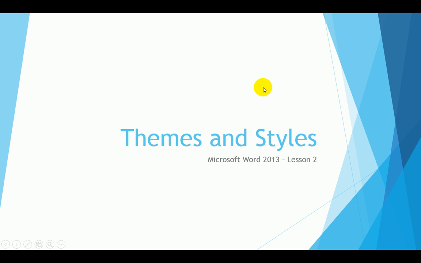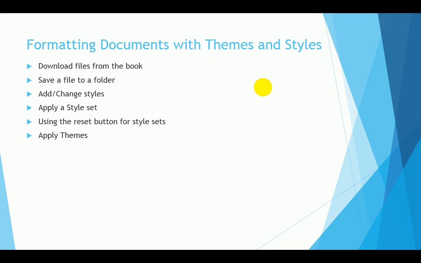Today we're going to be taking a look at how to use themes and styles to change the look of our documents in Microsoft Word. This is Lesson 2 in our Pearson book. The tasks that we're going to deal with are: we're going to learn how to download a file from the book, save that file to a folder.